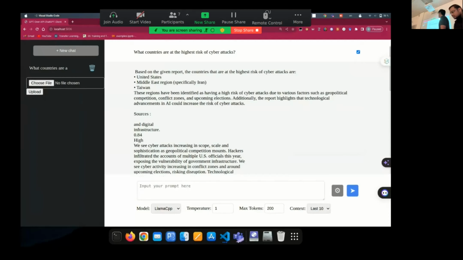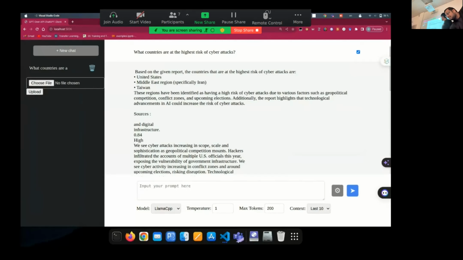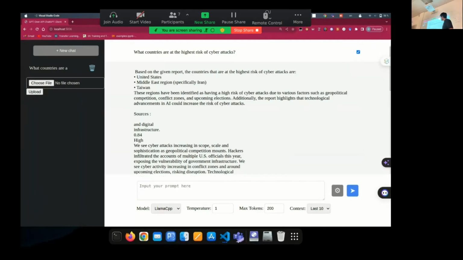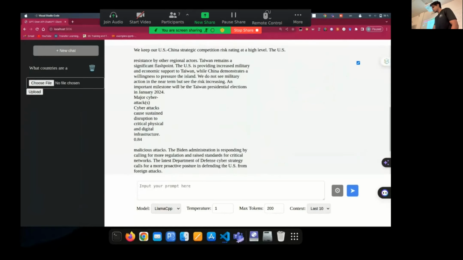The question was, what countries are at the highest risk of cyber attacks? The answer it gave, based on the given report, was that the countries at the highest risk of cyber attacks are the US, the Middle East region, and Taiwan. They've been identified as having a high risk due to various factors, like geopolitical competition, conflict zones, and upcoming elections. Additionally, the report highlights that technological advancements in AI could increase the risk of cyber attacks. Below it gives us the sources in the documents from where it deciphers this information, and it gives quite an exhaustive list of the sources.